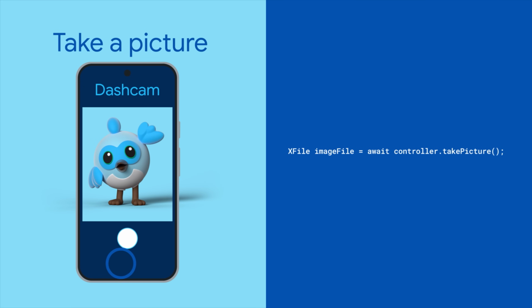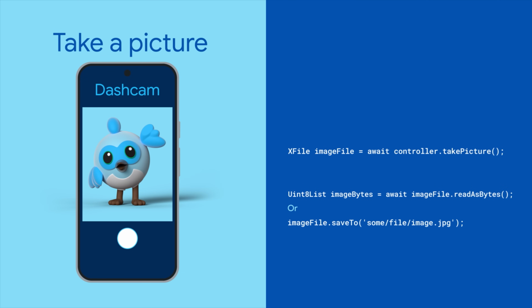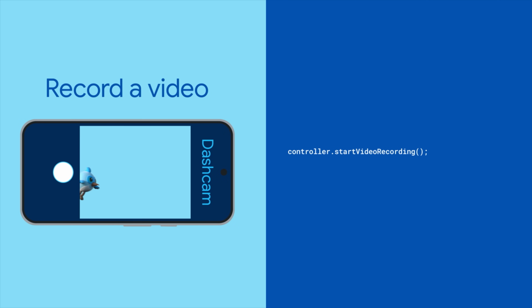Then, to take a picture, call the takePicture method. It will return an X-File object, which you can read into memory or save to a file. A similar process applies for recording video.